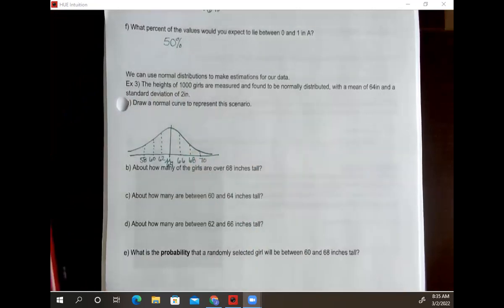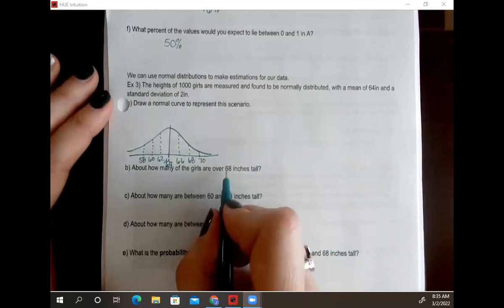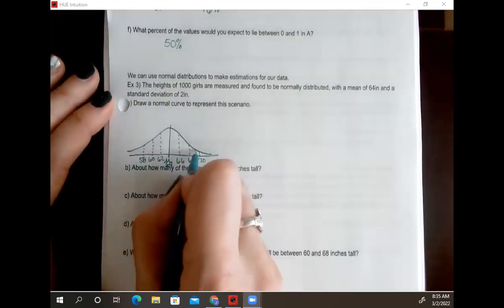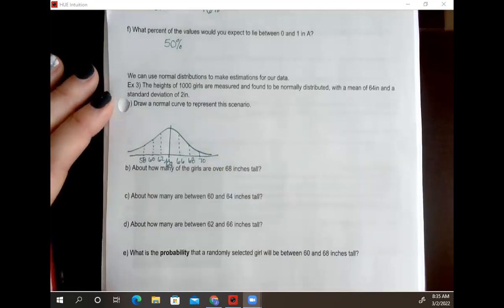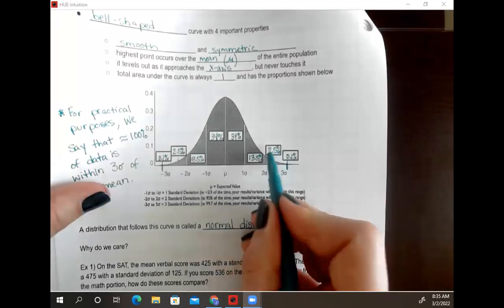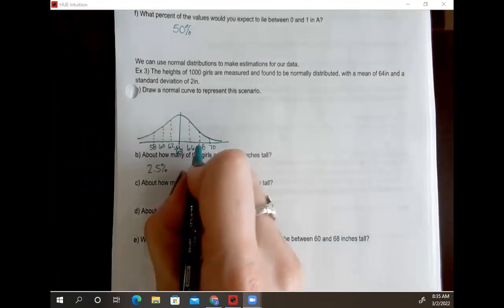How many of the girls are over 68 inches tall? Over 68 inches tall. So that would be this chunk here between 68 and 70. Again, I'm referring back to my curve here: between 2 and 3 standard deviations, I expect 2.5% of my data to fall there. So 2.5% of my girls should be over 68 inches tall. Those would be my tallest girls.